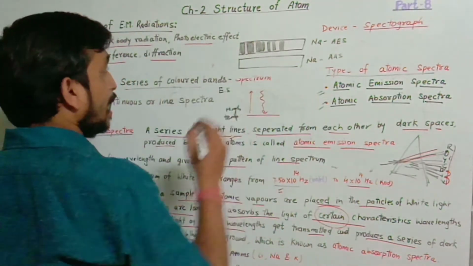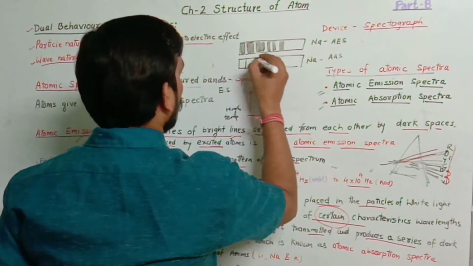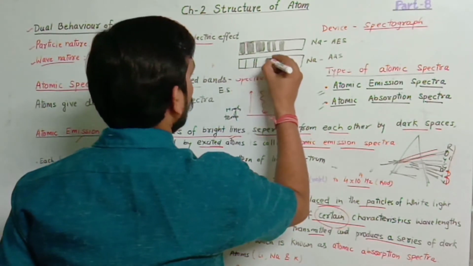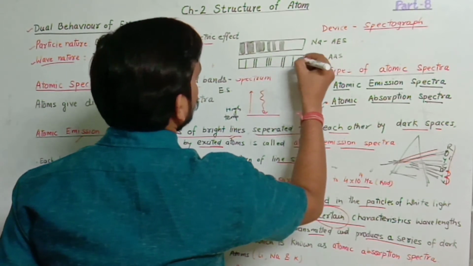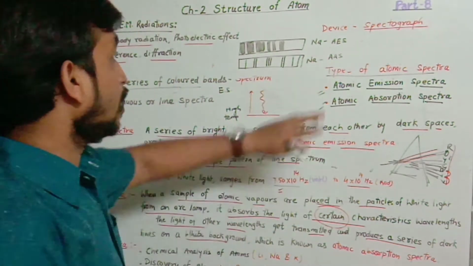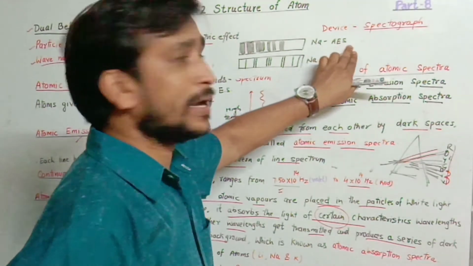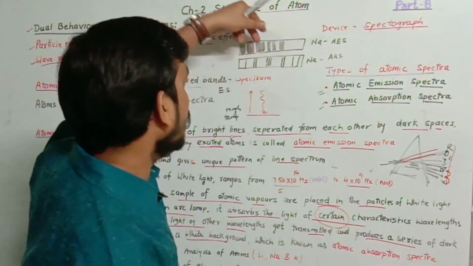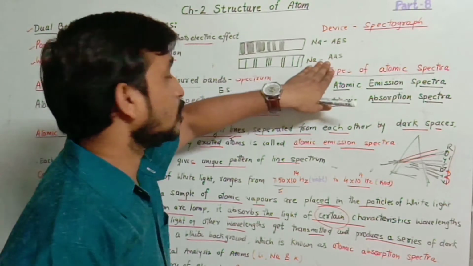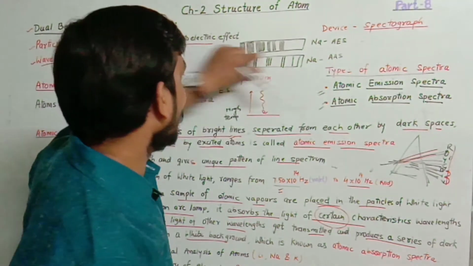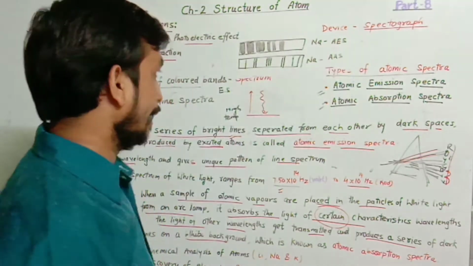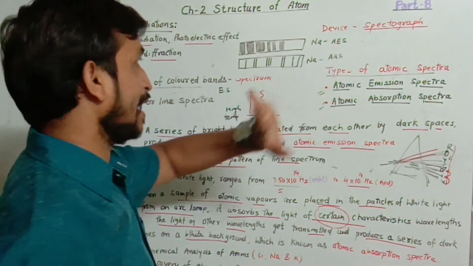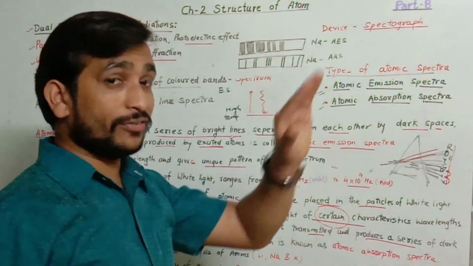But here we have the white background and there is a gap or line spectrum that is white in color. So this is called atomic emission spectra, in which the background is dark but the bands are white. But in case of atomic absorption spectra, the background is white but the lines are black in color. This is called atomic absorption spectra. So these two are very different.